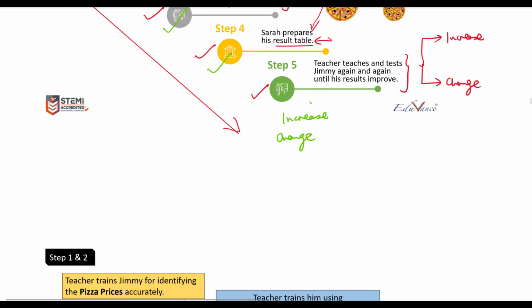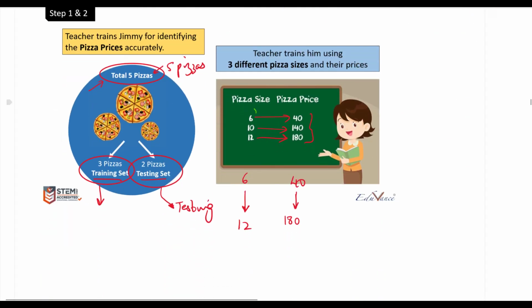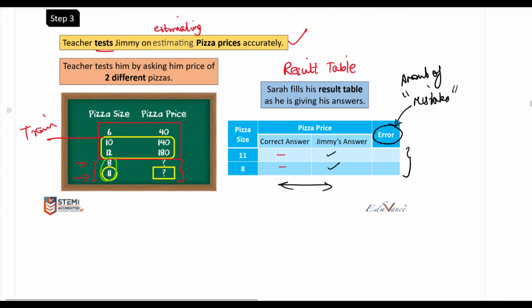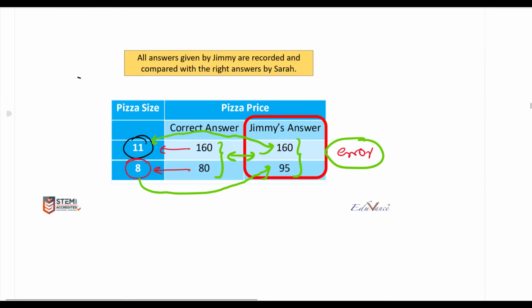Now, what we saw was the teacher trained him on 3 pizza sizes and the price for each of those sizes. Once she taught him, she was then going to test him. And to test Jimmy, she took 2 pizza sizes, 8 inches and 11 inches, where he was supposed to give the answers. Based on Jimmy's answers, Sarah was asked to fill in his result table and calculate the error. Jimmy gave these answers, and based on the difference between the two, an error was calculated.